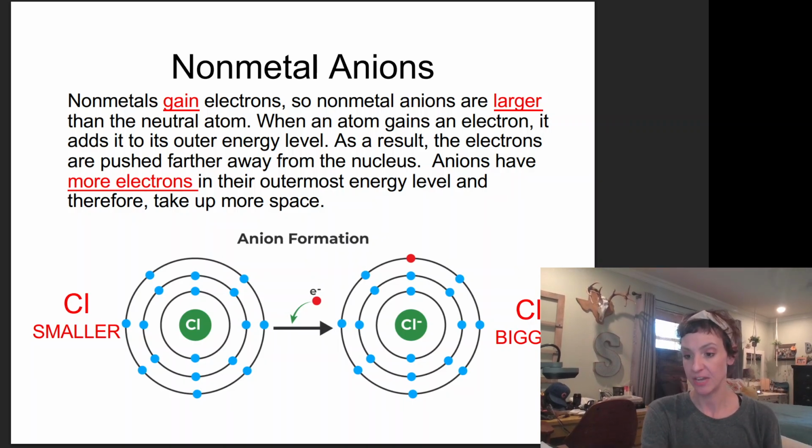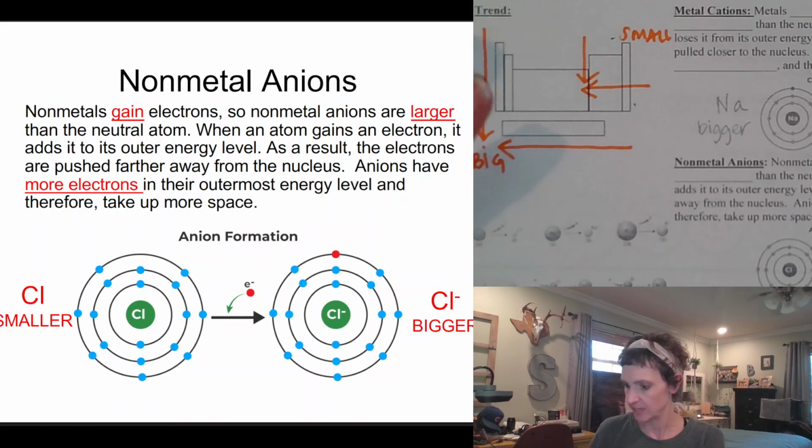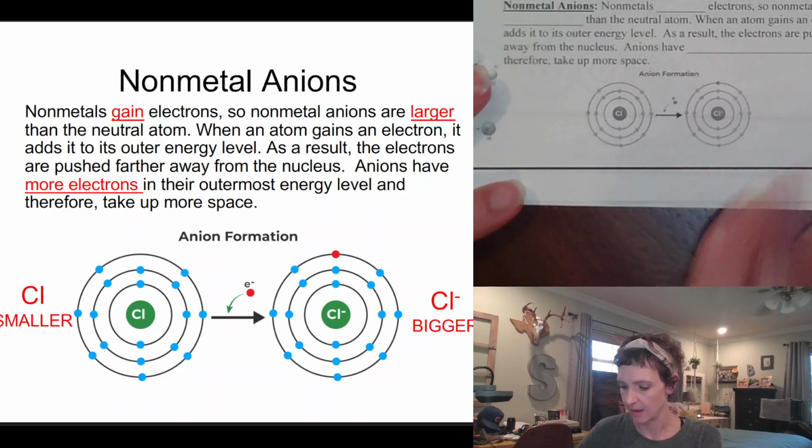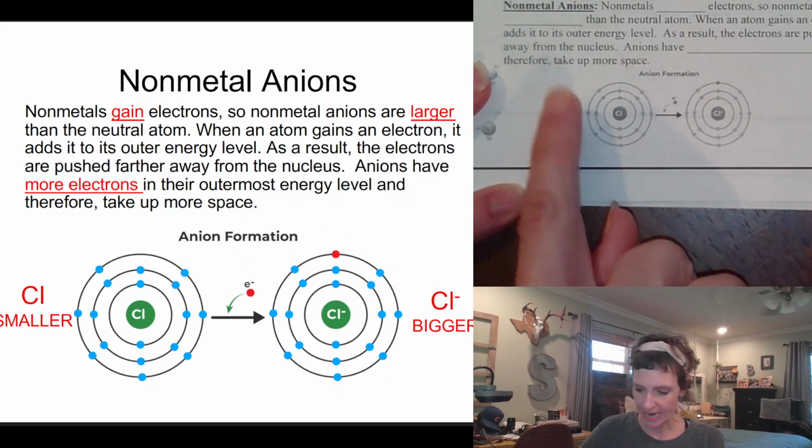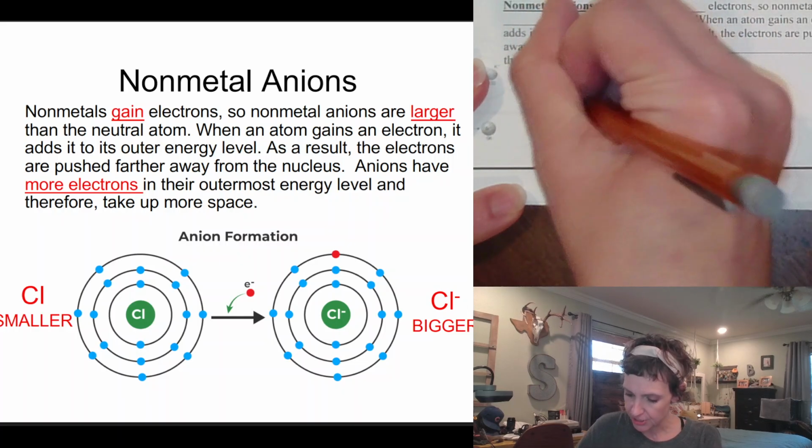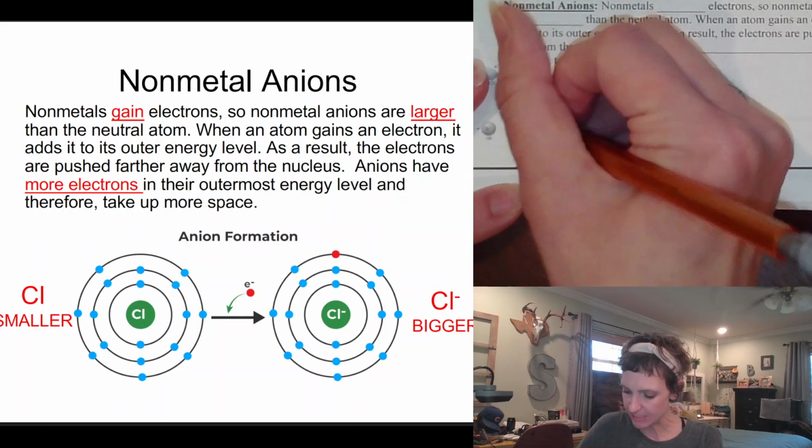So looking at the picture on our notes handout, let's see if we can document that. Here's my anion formation. Once again, I can see the electron being added. And we are going to write here, this is my neutral atom, which is just chlorine, so Cl. And he is smaller.